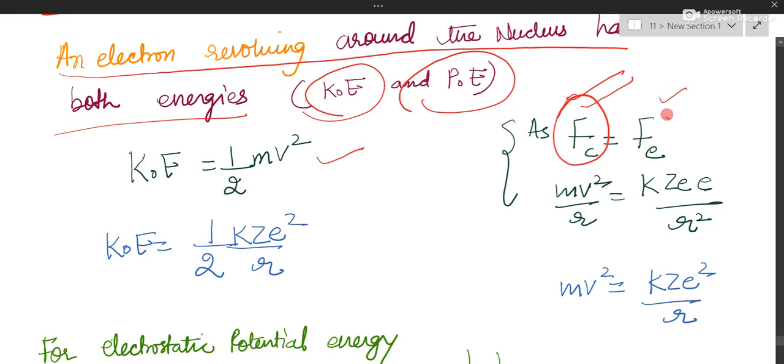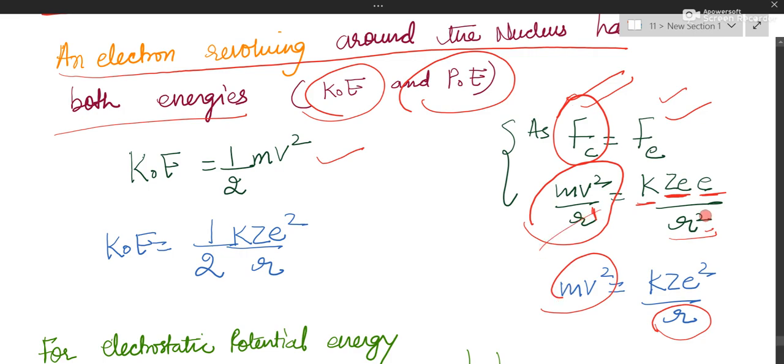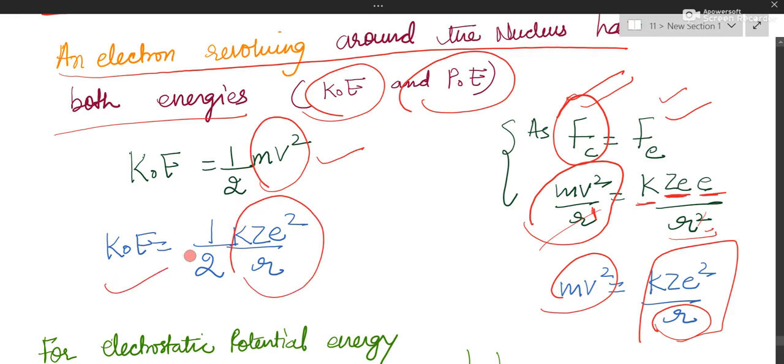Centripetal force is provided by electrostatic force. Centripetal force is equal to mv square by r, and electrostatic force is equal to k, charge on nucleus which is Ze, charge on electron which is e, upon r square. So this is 1 power of r, this is 2 power of r. So here r will be left. So mv square value is ready, which I am going to substitute in the kinetic energy. So I am ready with the expression of kinetic energy.